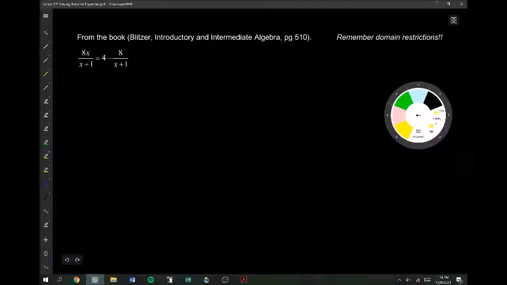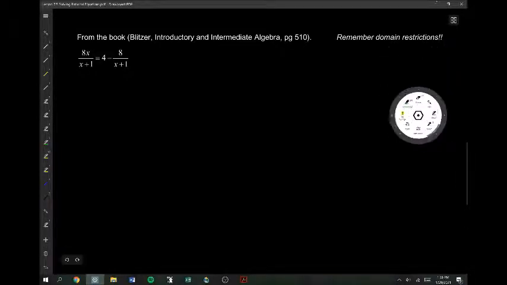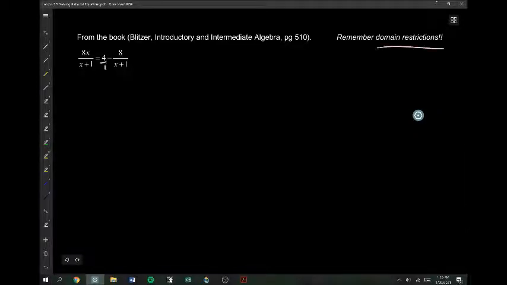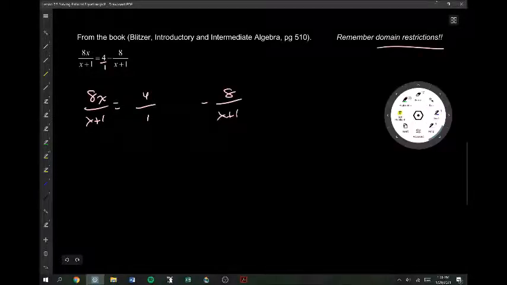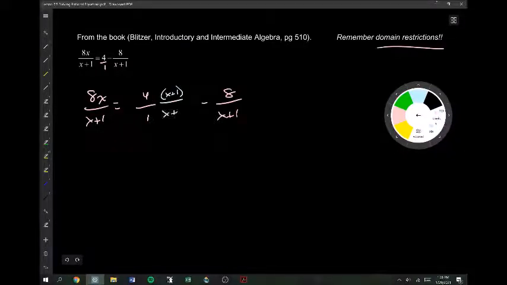It's 8x over x plus 1 equals 4 minus 8 over x plus 1. Again, I'm going to worry about common denominators and about domain restrictions. So think of this as the fraction 4 over 1. And that 4 over 1 needs to have its x plus 1 attached to it. So I'm going to multiply the top and the bottom of this by x plus 1. That gets me a common denominator. I'm going to have 8x over x plus 1 equals 4x plus 4 over x plus 1 minus 8 over x plus 1.